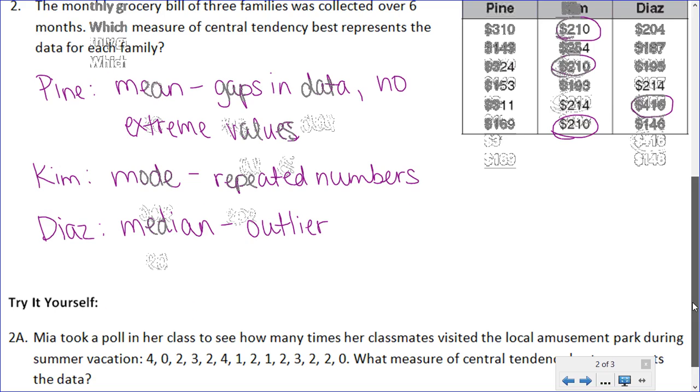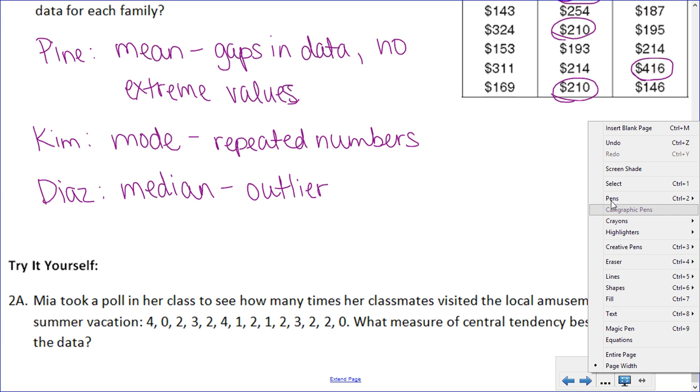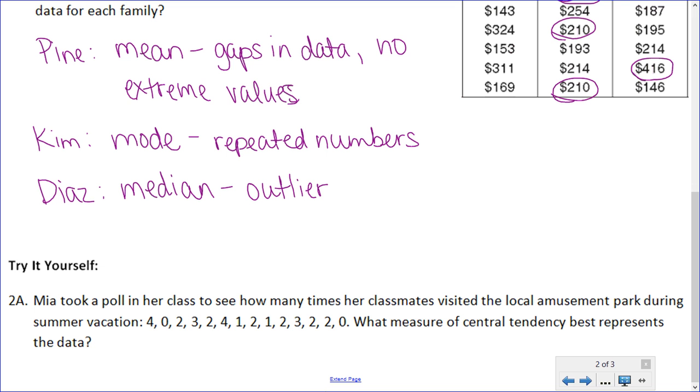Okay, so using that same reasoning, you want to look at the try it yourself problem and determine what measure of central tendency best represents this data. So go ahead and pause the video, answer that question, and when you're ready to check your answer, press play.